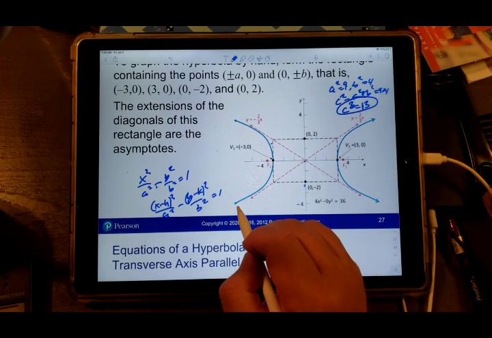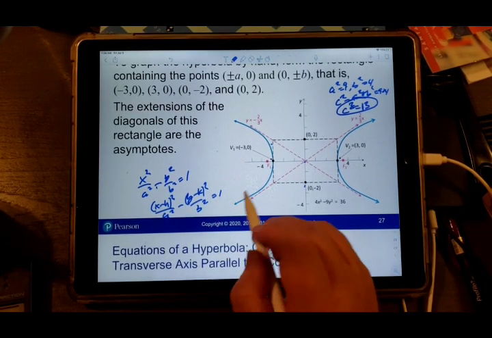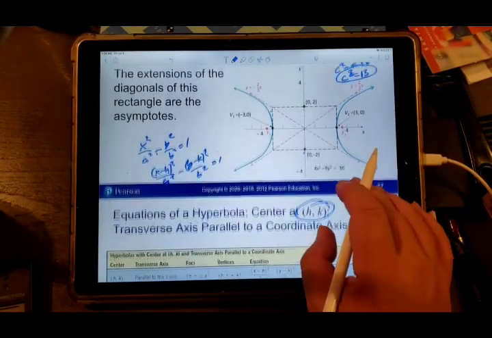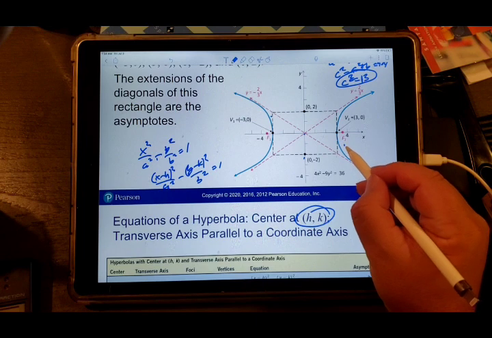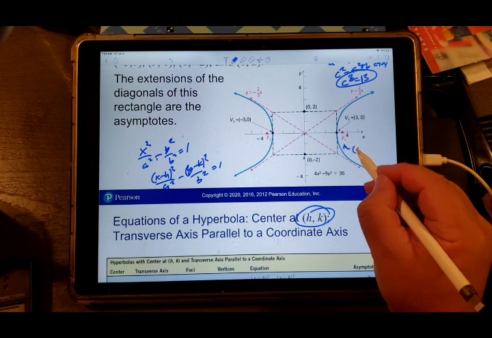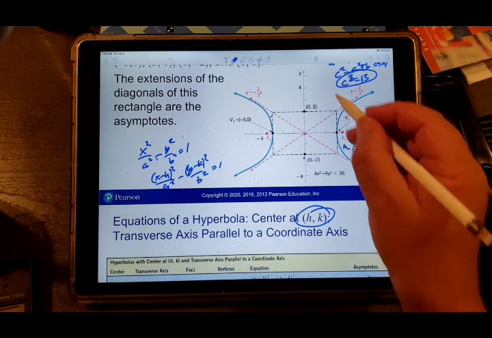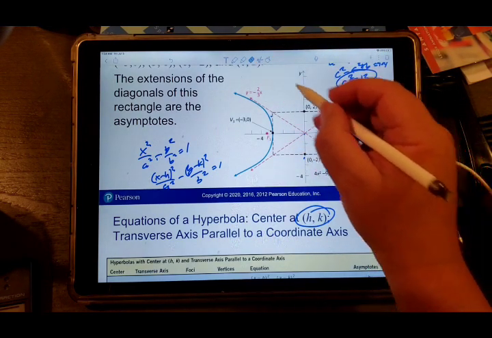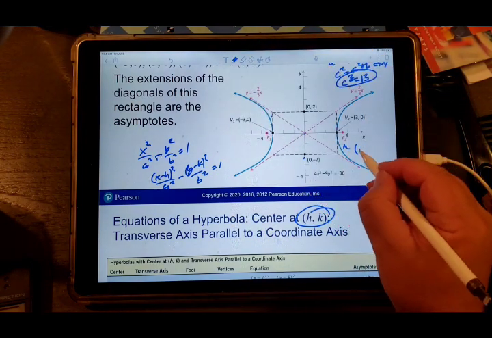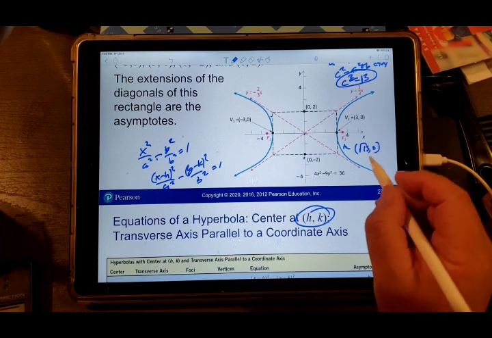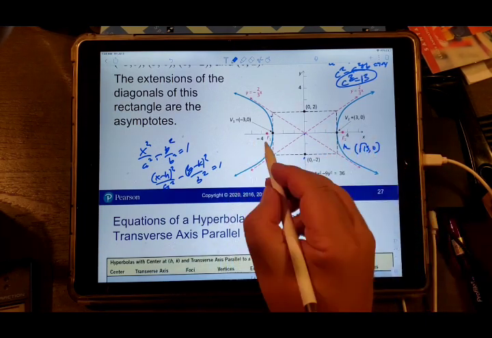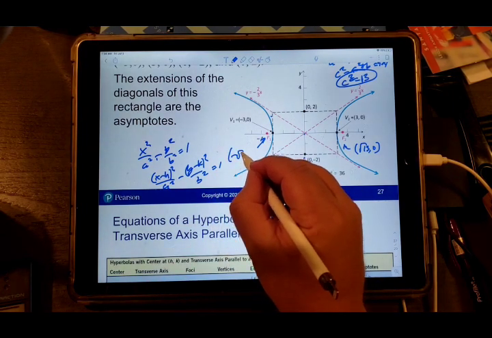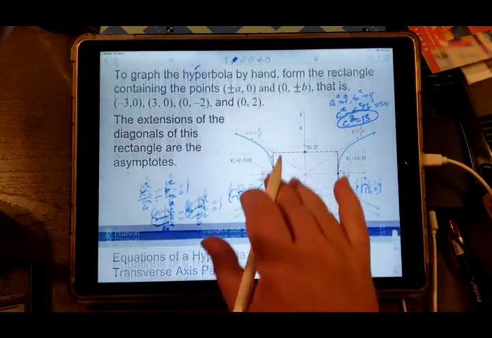So where do these foci come in this particular problem? Well, they must be at the square root of 13. So that's where that focus is. And this one over here would be minus the square root of 13, comma 0.